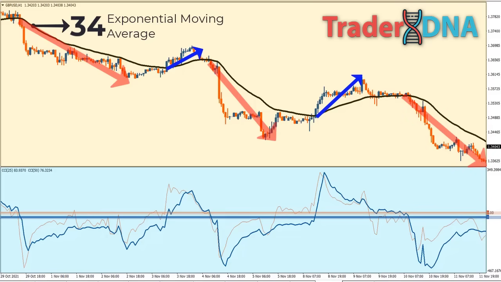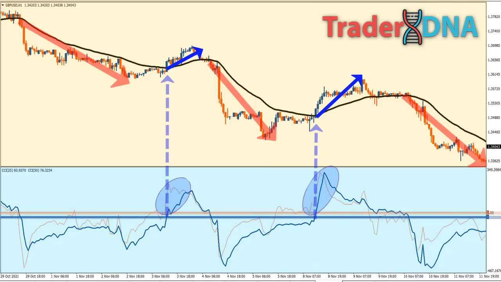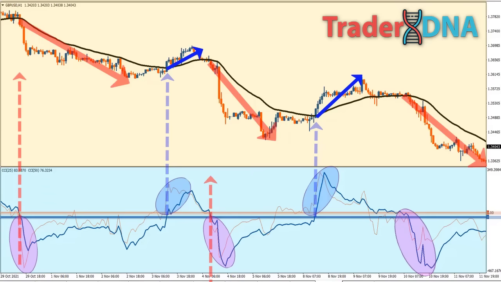As you can see, the price starts to rise every time the 50-bar CCI and the 25-bar CCI rise above the zero level. And the price starts to fall every time the 50-bar CCI and the 25-bar CCI fall below the zero level.